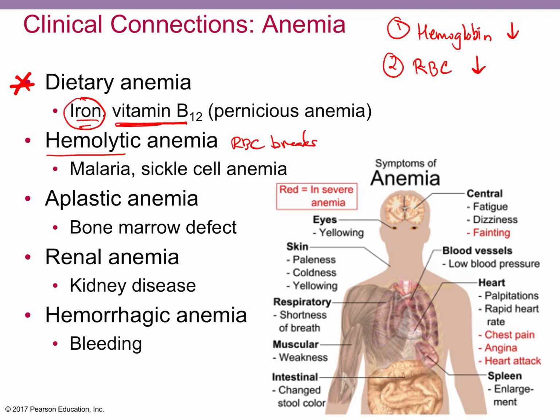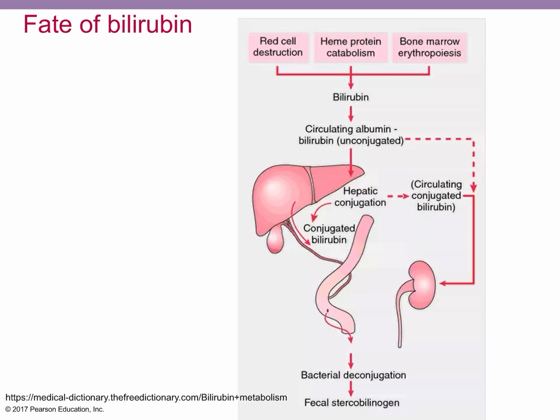Other kinds of anemia is hemolytic. Hemolytic means the red blood cell breaks open, and the red blood cell breaks open sometimes due to an infection like malaria or sickle cell anemia. Aplastic anemia is a bone marrow defect. Renal anemia is from kidney disease, and then hemorrhagic anemia is from bleeding. That's kind of obvious. You don't have enough red blood cells because you're bleeding profusely. All right, so those are just different kinds of anemia.